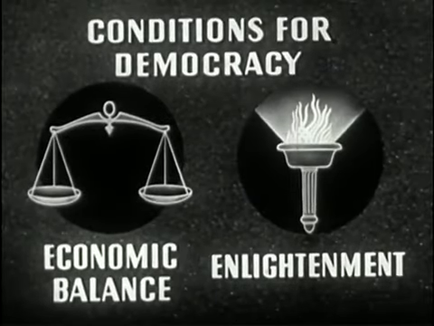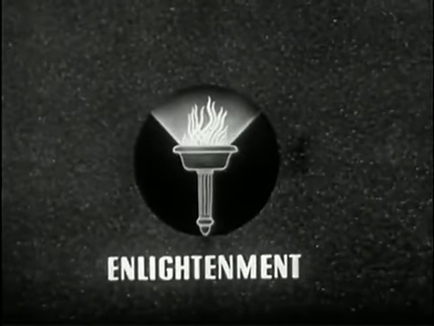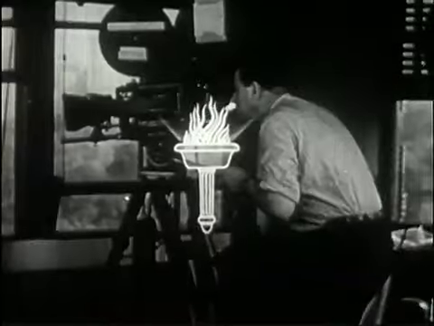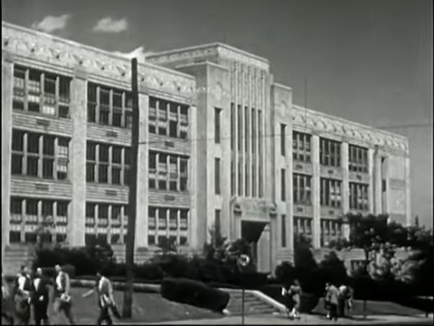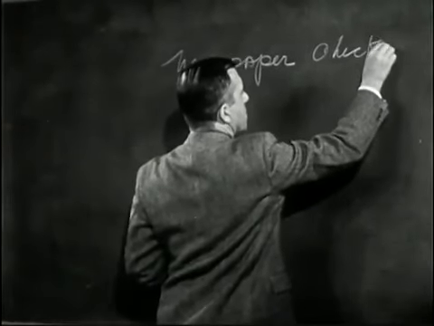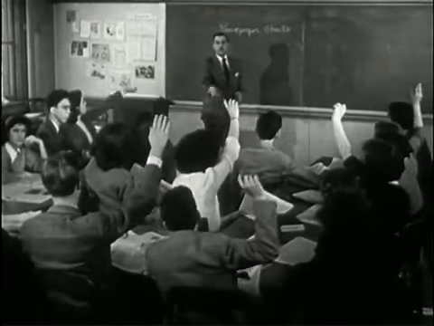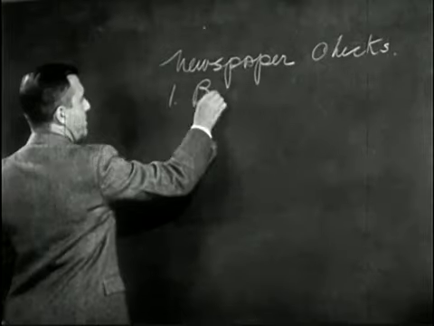Another important condition for democracy is enlightenment. Making information available to citizens and giving them the skill with which to judge it. As public education increases, democracy grows. In checking a community for democracy, we must find out whether it provides schools adjusted to the needs of its young people.